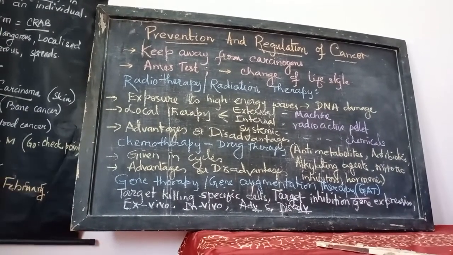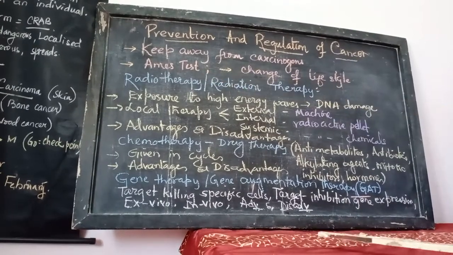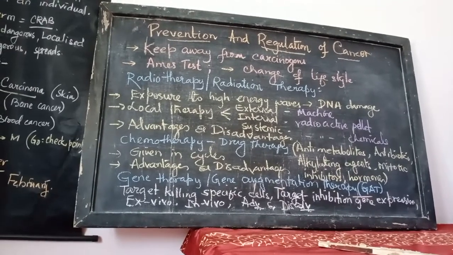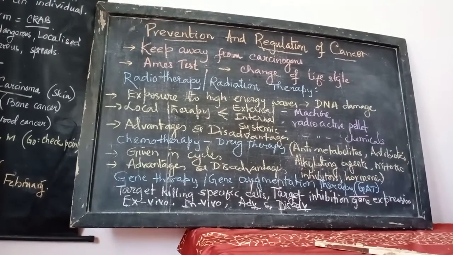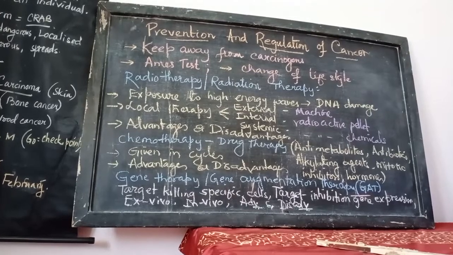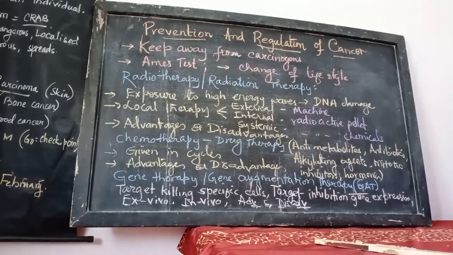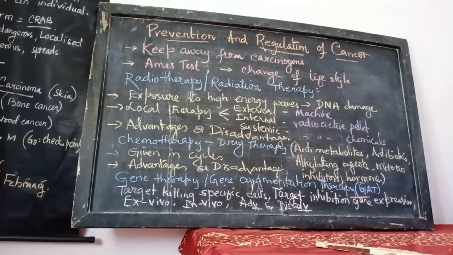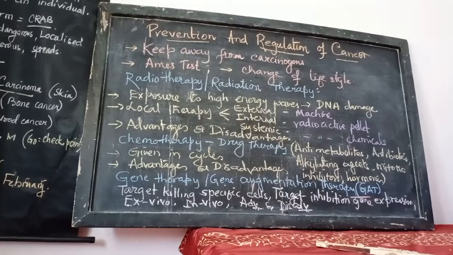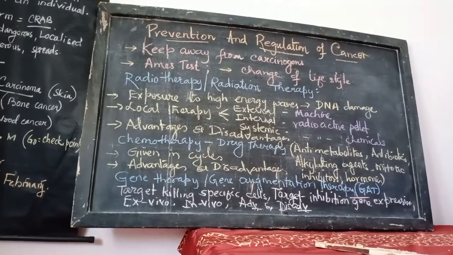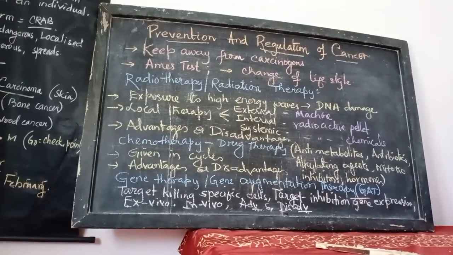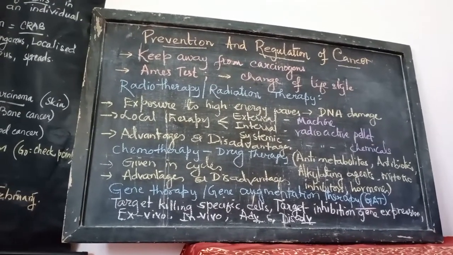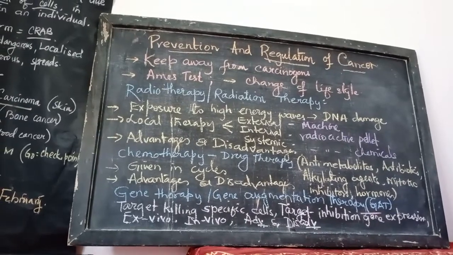Second is the Ames test. It is a test subjecting patients to get the idea of mutagens and cancer. It is a screening method used to identify the potentiality of carcinogens that act as mutagens. In simple terms, the ability of mutagens to induce cancer can be easily identified by the Ames test.